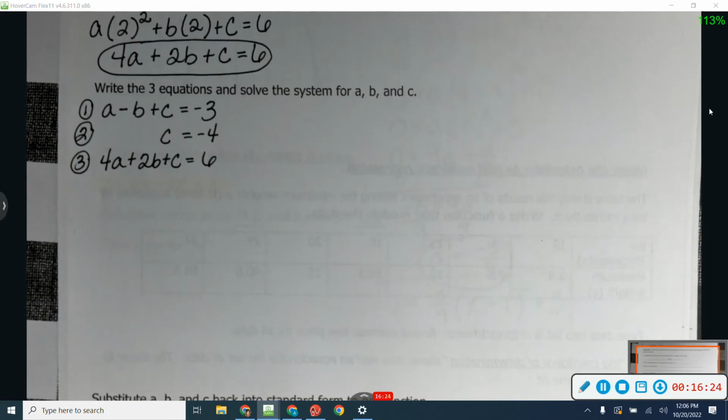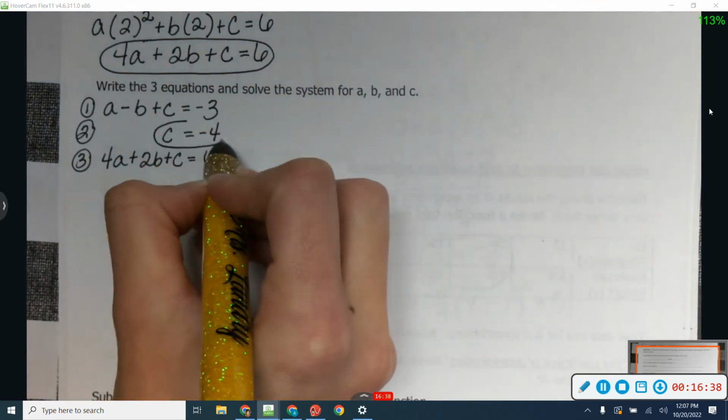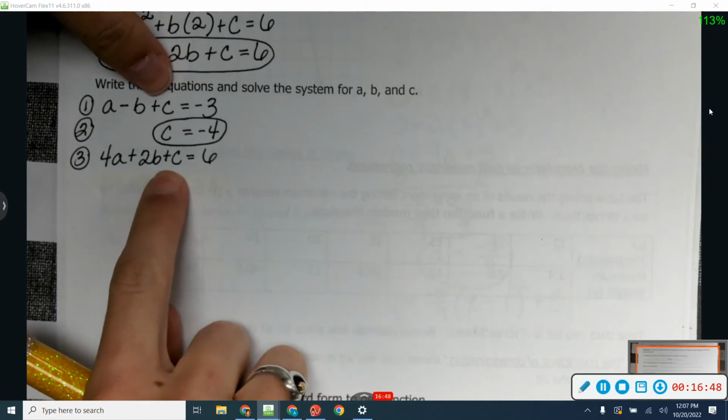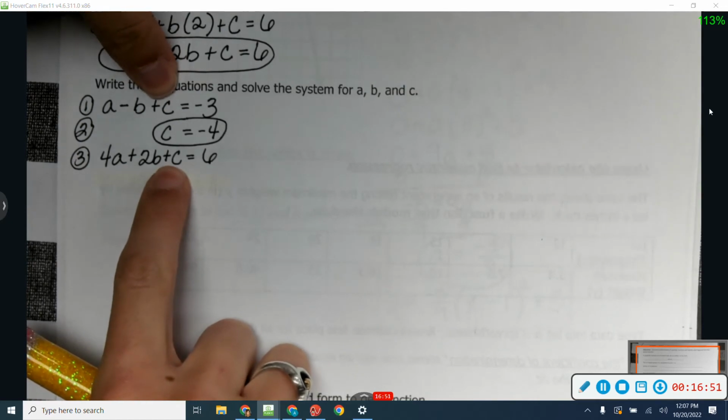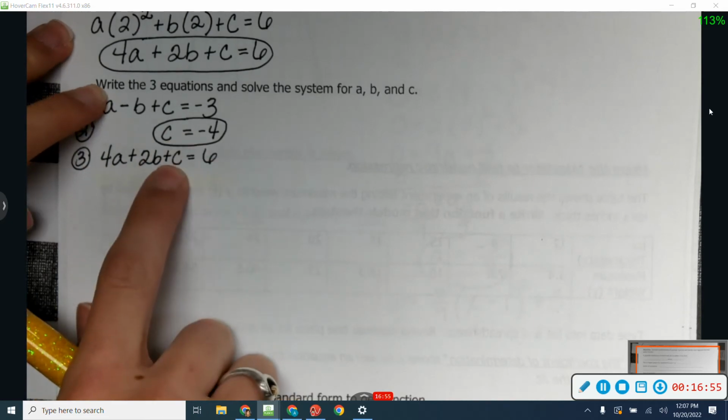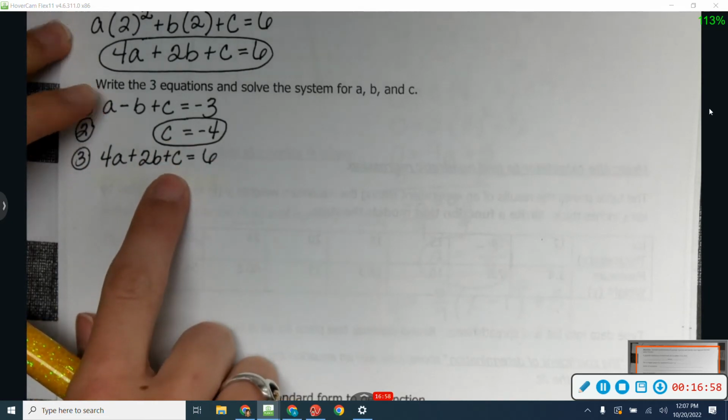Remember that your goal is to eliminate, right? So in order to eliminate, you need the same number, same coefficient, but opposite signs, okay? If I'm looking at what I'm given, c is equal to -4. I do not want to eliminate c because I want to use c to my advantage, right? So it would not make sense to take 1 and 3 and eliminate my c, okay? I want to eliminate either my a or my b so that I can use c to plug in and make it easier on me, okay?